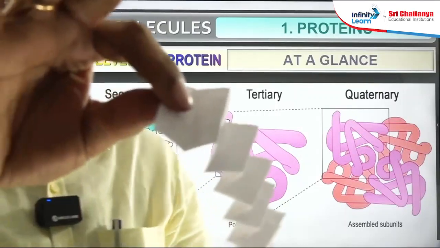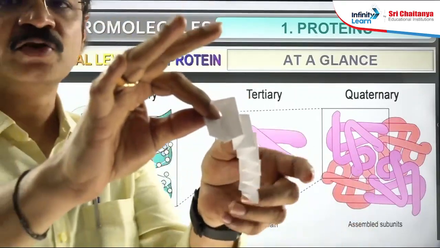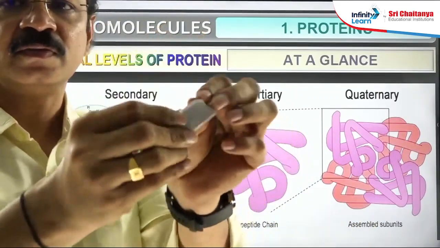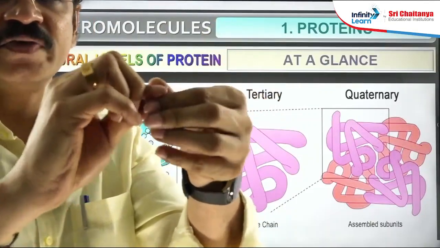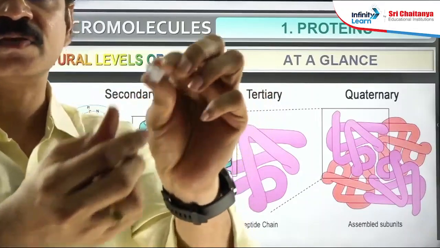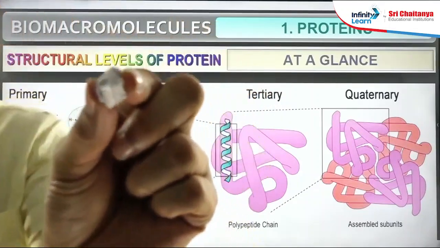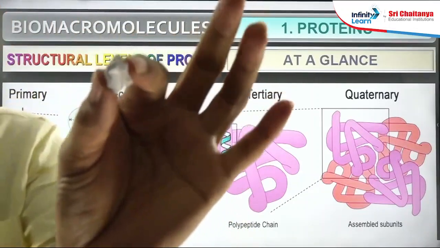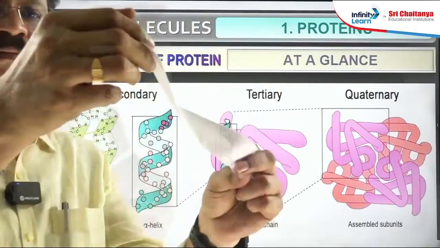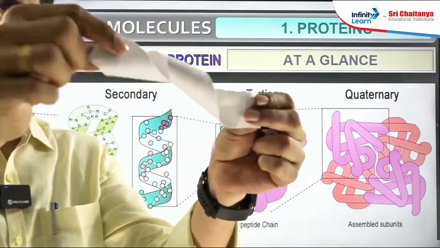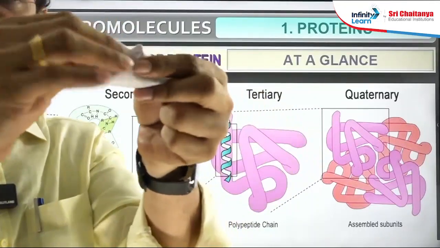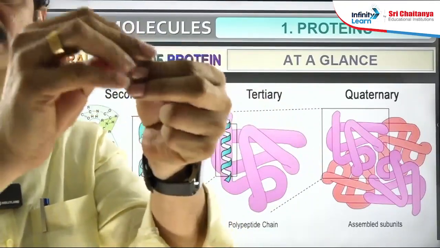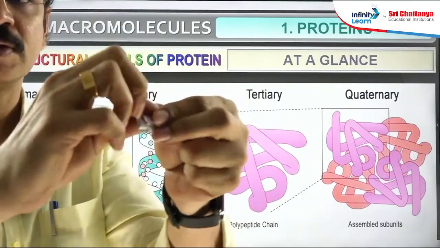Now about the tertiary form. It is very easy to make the tertiary form. It is completely folded and becomes a very short, highly condensed small granule. It is the tertiary form of the protein. It is the functional form. The primary turned into secondary, and again secondary turned into tertiary.